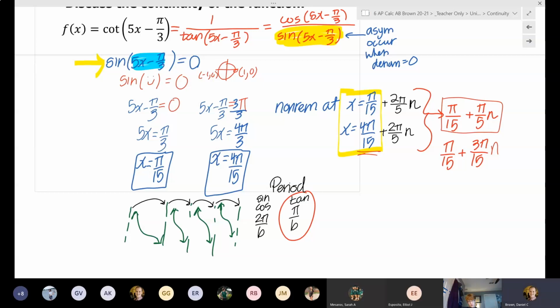Did that make sense? Yes, thank you. You're welcome. And I honestly don't care. I just want you at this point in Calc AB to know how to find at least 2 vertical asymptotes of our trig functions that have vertical asymptotes.